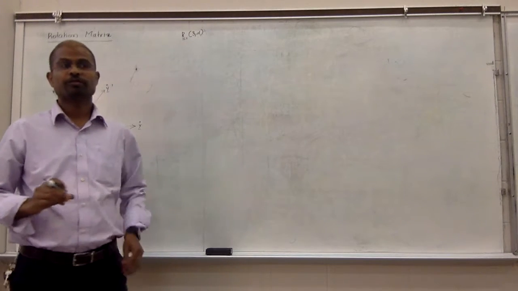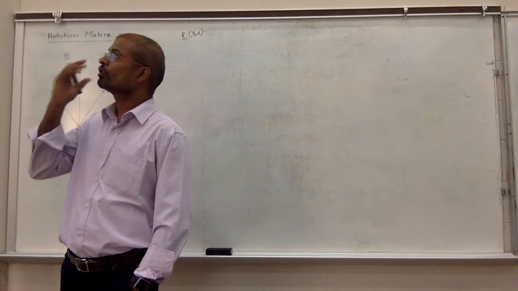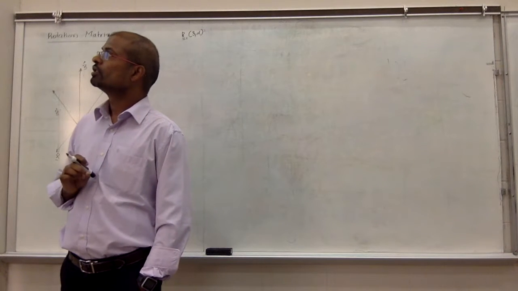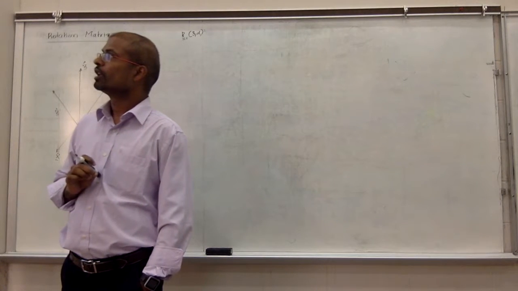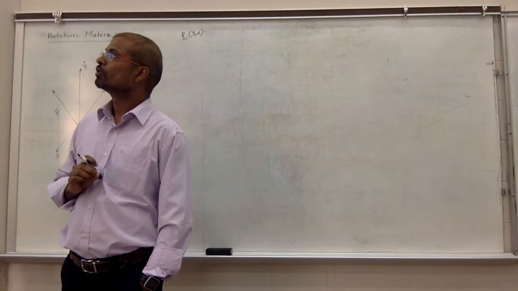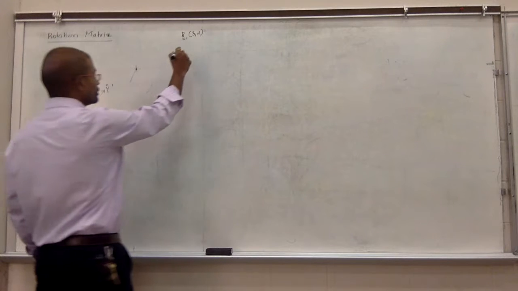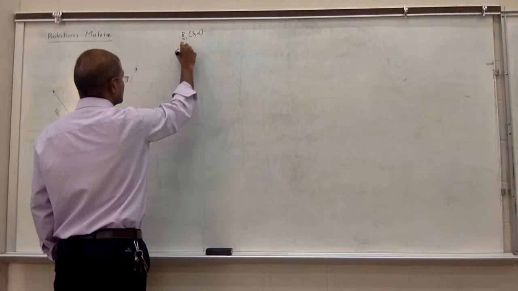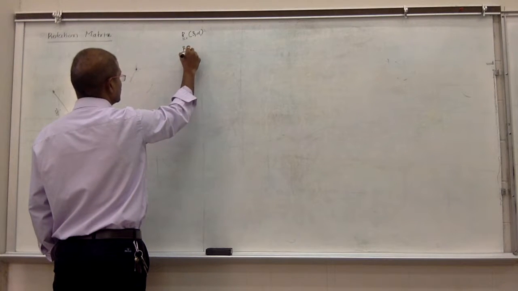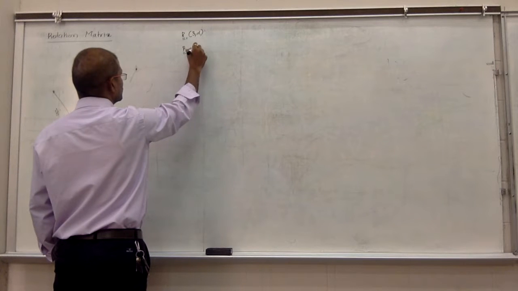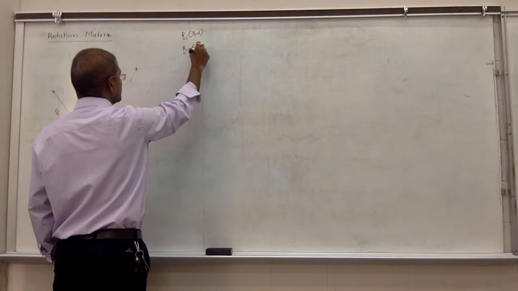The second rotation is about? Tell me the second rotation. X-axis? Yeah. What is the angle? Beta. So your second rotation is about R2. What is this? 1? Yeah, beta.